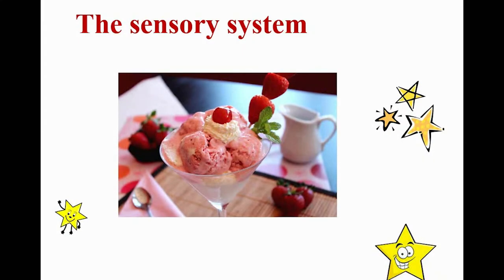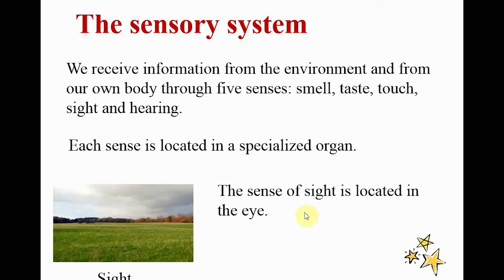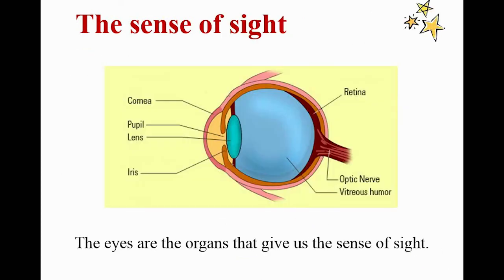Hello, here we are now in the sensory system. First of all, we have 5 senses. Smell, here it is. Taste, touch, hearing, and sight. Now, every sense has an organ. We start with the sense of sight.